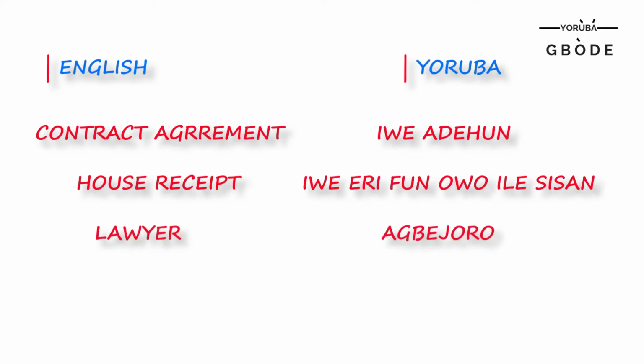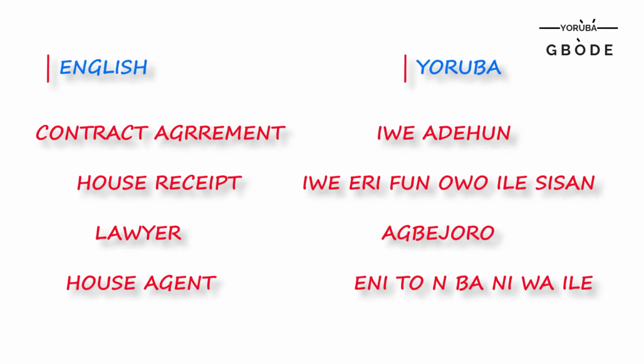House agent means ẹni tó ń bá ní wá ilé tí a fẹ́ gbé. Òṣìṣẹ́ fún onílé tó lọ bá wá èèyàn wá tó máa gbénu ilé. Òṣìṣẹ́ yẹn là ń pè ní agent. Agent yìí ó lè jẹ́ ọkùnrin. Agent ó lè jẹ́ obìnrin. Agent can be a male. Agent can be a female.